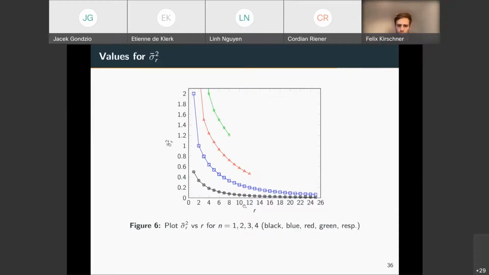For n equals 3, I think we got stuck at this 12. I think it should be possible to maybe go to 13 or 14, but this seems to be the limit. And then for 4, it of course was even more difficult because these SDPs get really, really big for increasing values of R.